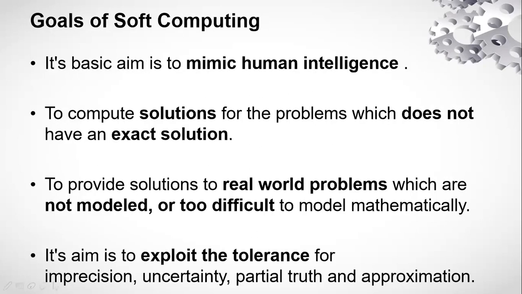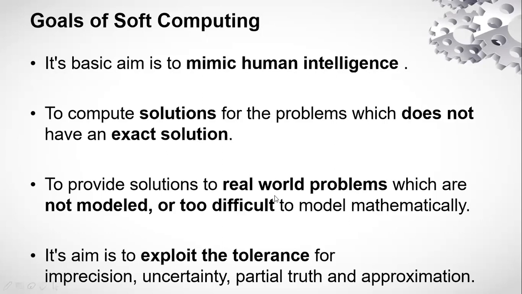So let's see what the goals of soft computing are. Its basic aim is to mimic human intelligence. Obviously, whenever the real life situation comes, human intelligence is needed and the machines fail. That is, the basic computer programming and hard computing fails. That is why we are working on mimicking human intelligence through soft computing. The second goal is to compute solutions for the problems which do not have an exact solution. We have already talked about this. That is, we use soft computing whenever we do not have any exact solution for the problem.